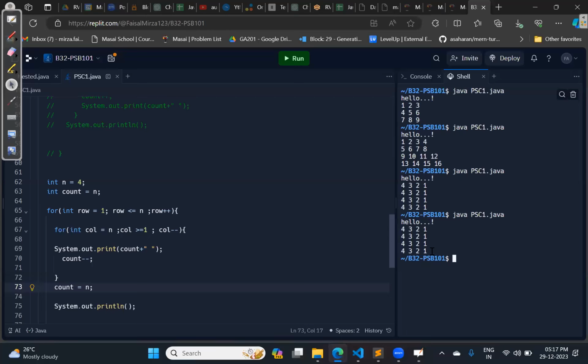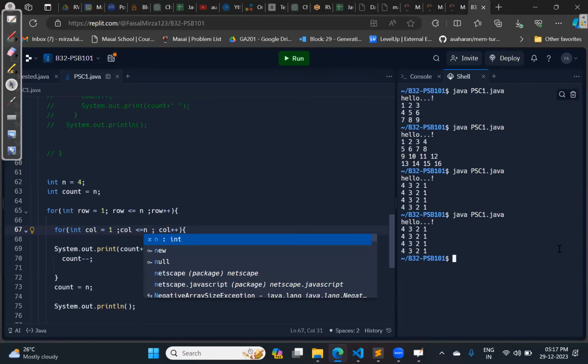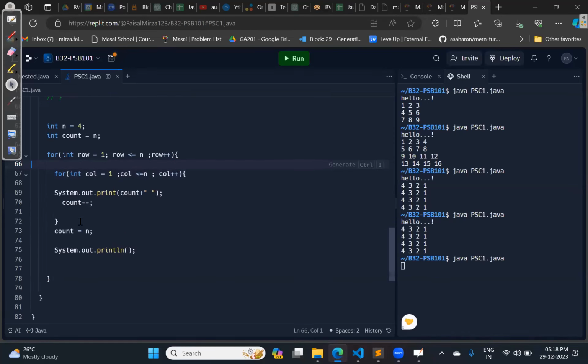And we can also remove that. So you can also run the simple inner for loop, just up to small n. In this way also it will work. Getting it? Got it.